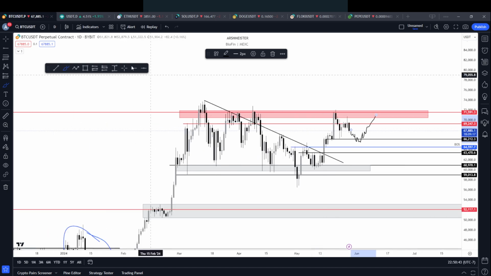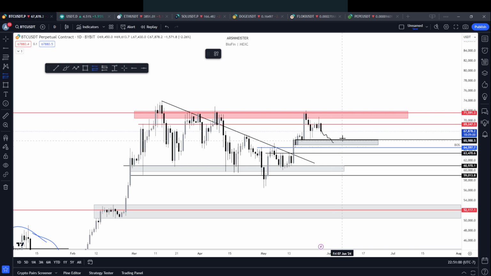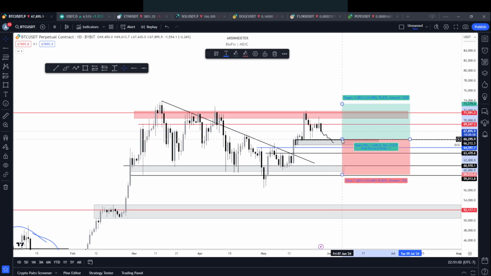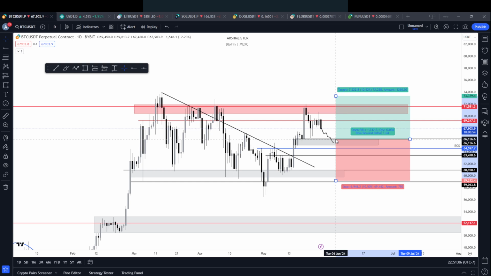Okay, that was a very weird drawing. Let's try that again. So move down, take out these lows. Here is an order block as well. So basically I'm looking for this kind of setup. Entry around 66,050-ish.